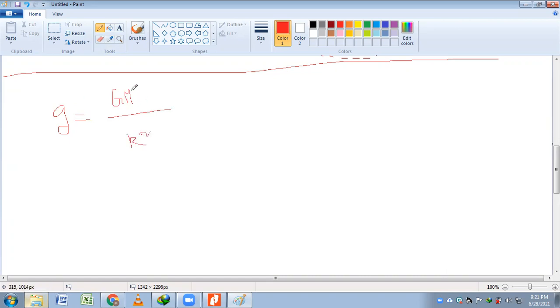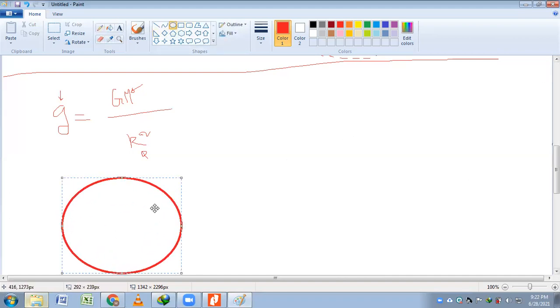Now, this M is the mass of the Earth, which is a constant no matter where you stay on the surface of the Earth. So the value of g is basically dependent on the radius of the Earth at a certain location. I'm using the term radius because I'm assuming that if this is the planet Earth, we're going to measure the gravitational field strength or gravitational acceleration on the surface of the Earth. So an object which is on the surface is r distance away from the center.